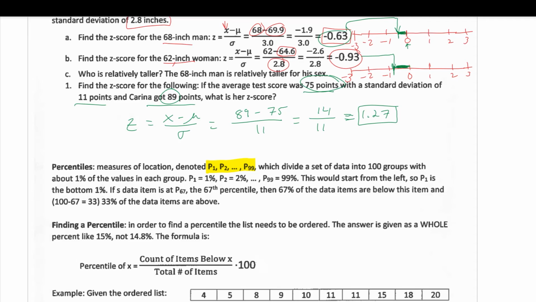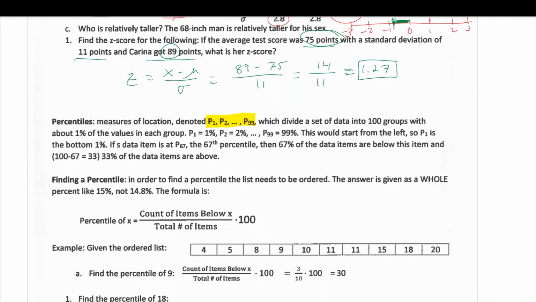Okay, so how do you find an actual percentile here? In order to find a percentile, the list needs to be ordered, right? It has to be sorted from least to greatest. And the answer is given as a whole percent, like 15th percentile. If you get something like 14.8, you just round it to wherever it's at.